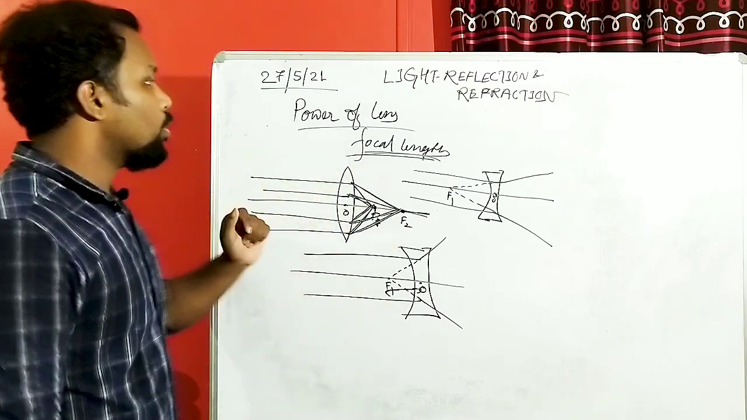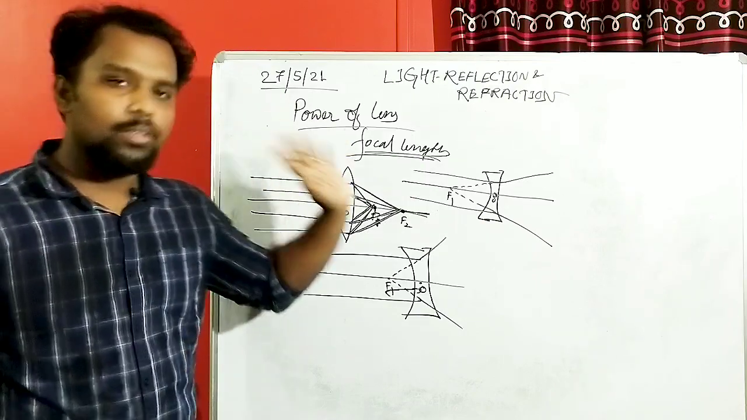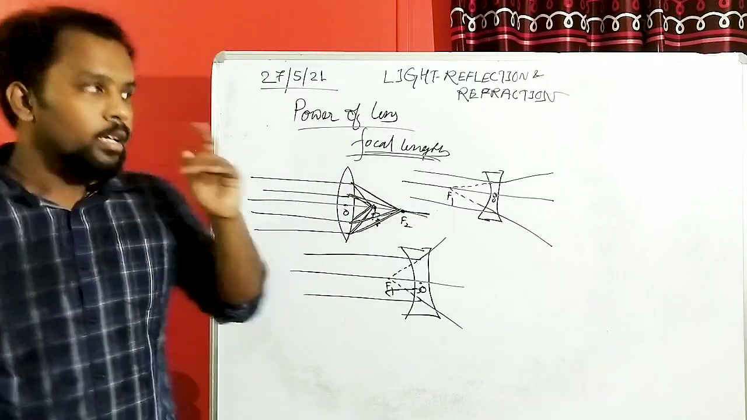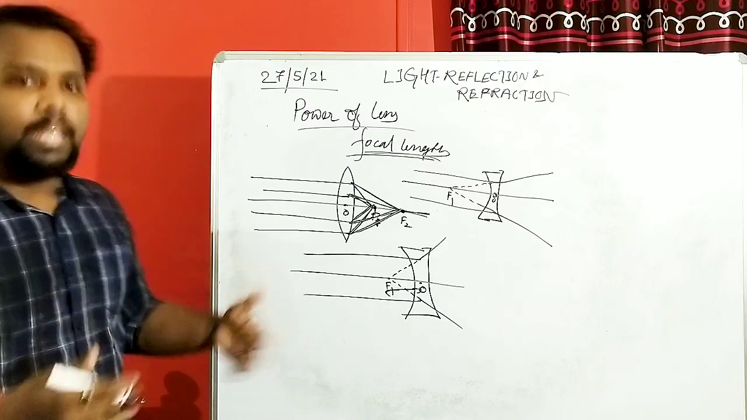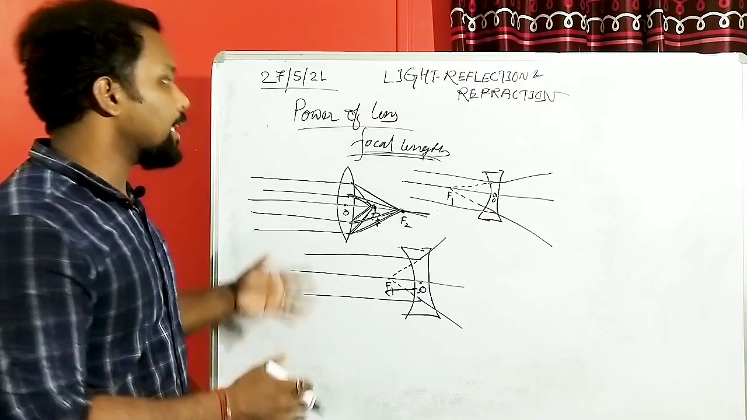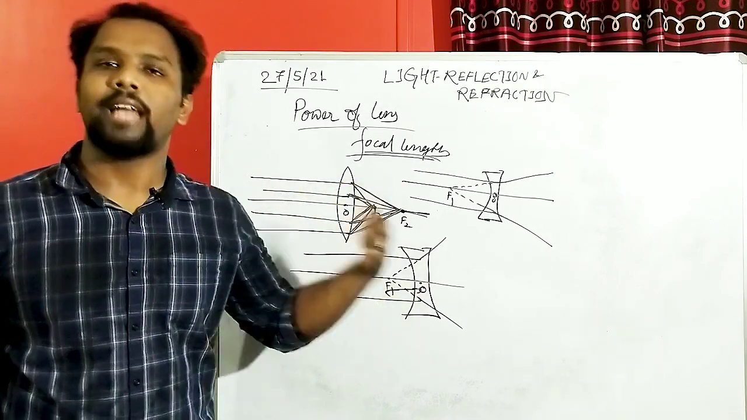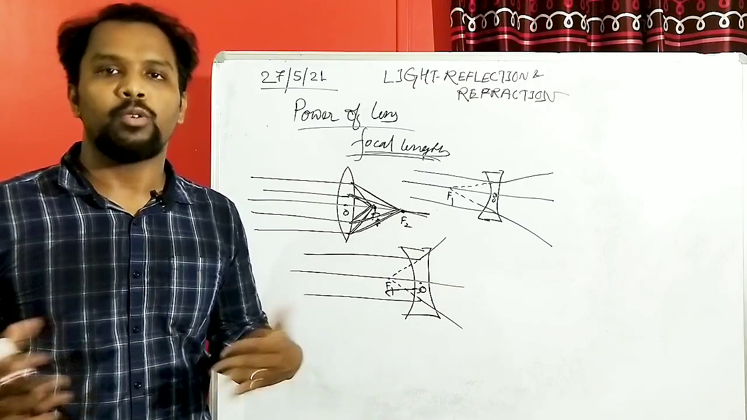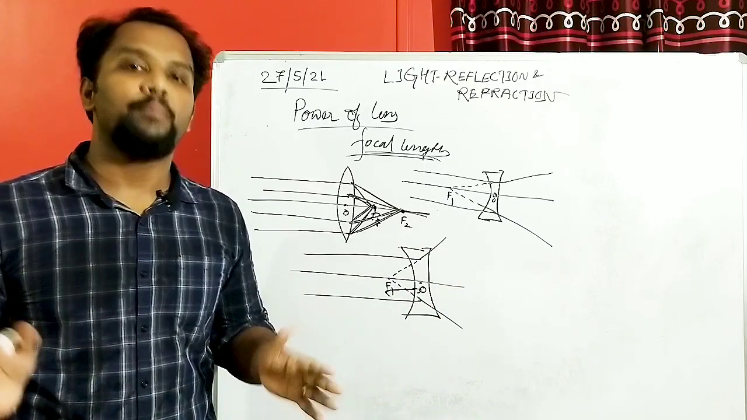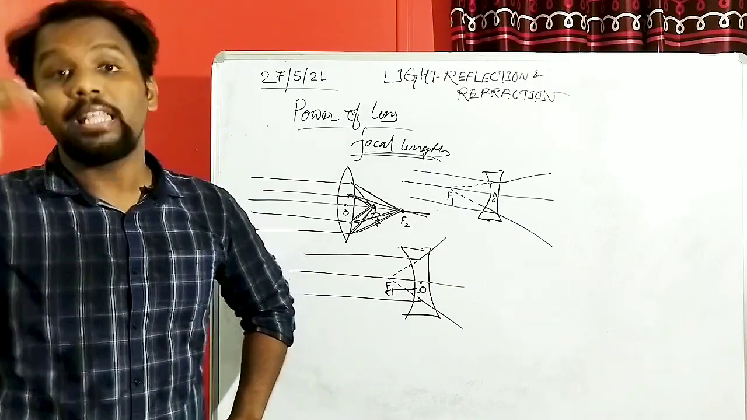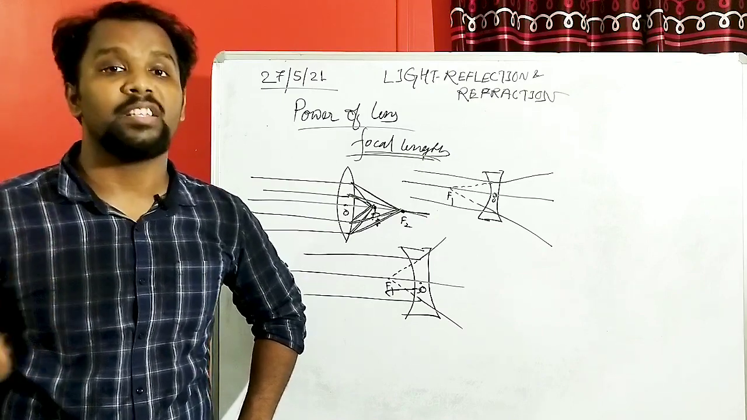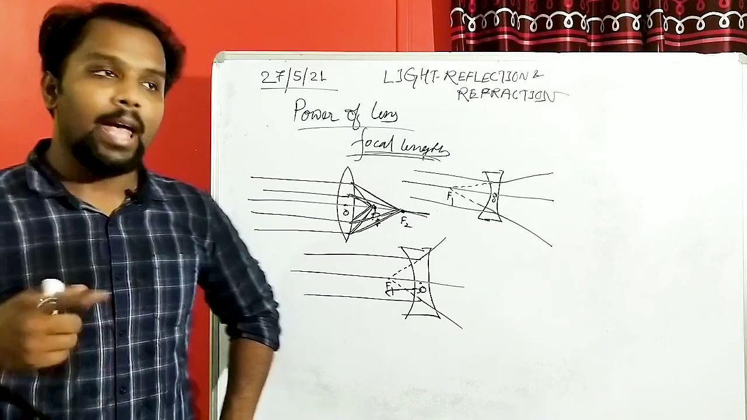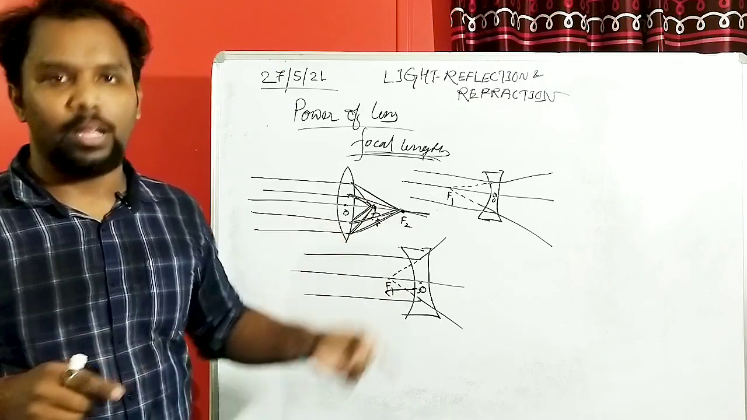Okay. So I will relate this to power. The degree to which a lens has converging and diverging possibility is nothing but the power. We always express the degree of convergence or degree of divergence as the power. And that power has a relation with the focal length.